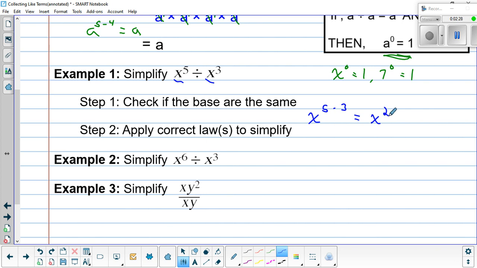Then, next one. We have the same base, so we're good. Then we have x, and we do 6 minus 3. So we get x to the 3.